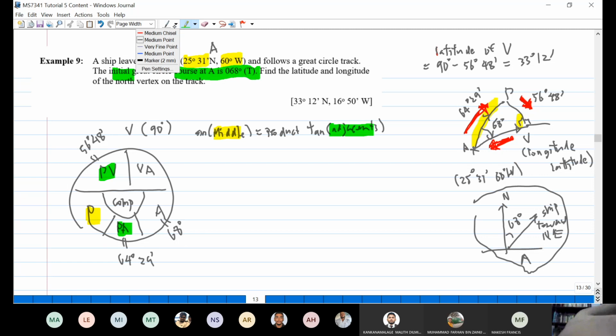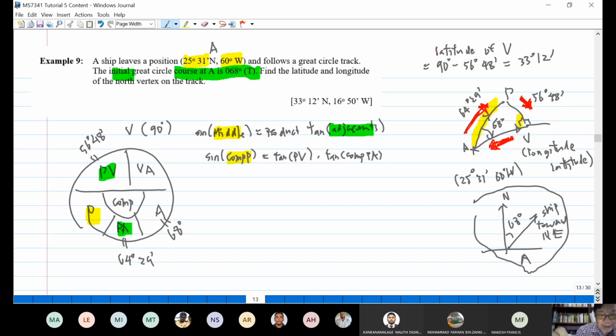So let's see how to do it. Write down first. The middle part is P, right? So this is sine, and P is in the lower half of the wheel, so you have to use co here. And this is equal to the product of tangent, so you can write tangent of PB, then times tangent of co-PA, because PA is in the lower half of the wheel, so you have to use co there.